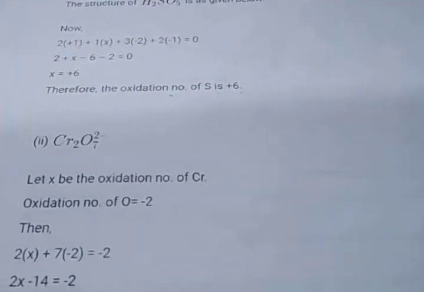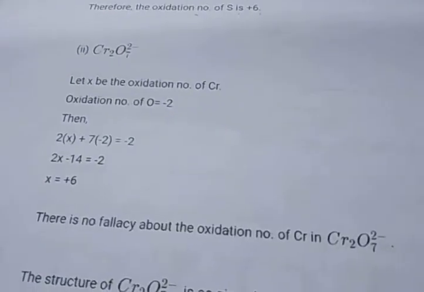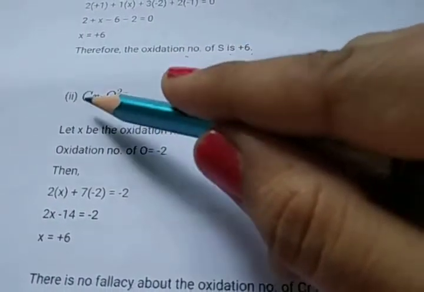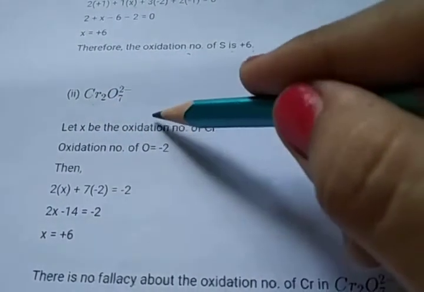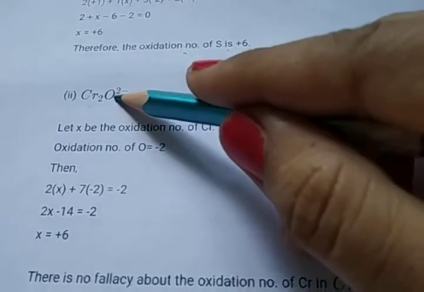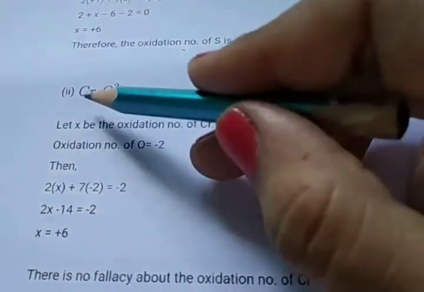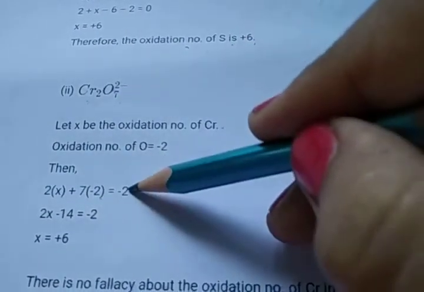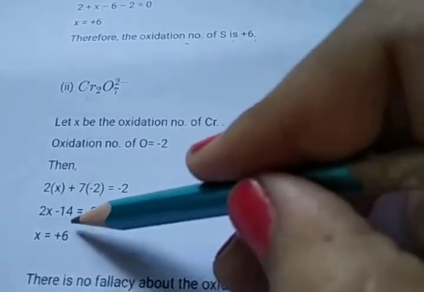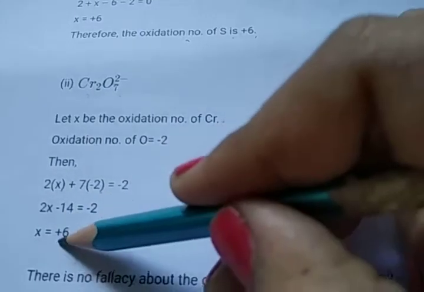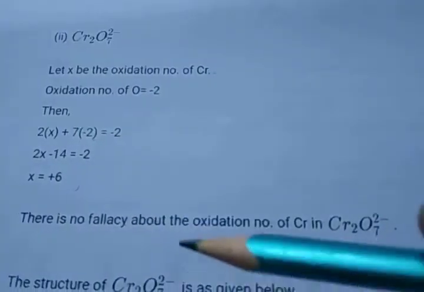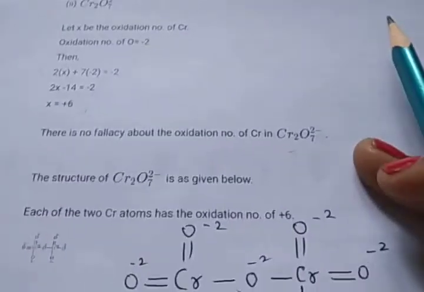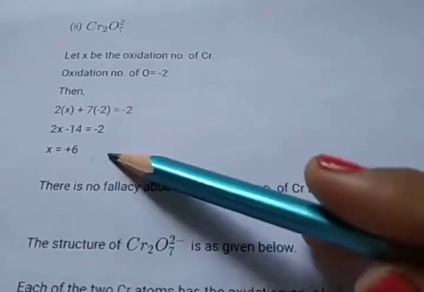Then in Cr2O7 2-, find the oxidation number of chromium. Let x be the oxidation number of chromium, and the oxidation number of oxygen is -2. Put in the values: 2x plus 7 into -2, with the charge going to the right-hand side as -2. So 2x minus 14 is equal to -2, so x is equal to +6. There is no fallacy about the oxidation number of chromium, because chromium can have +6. So it is correct.